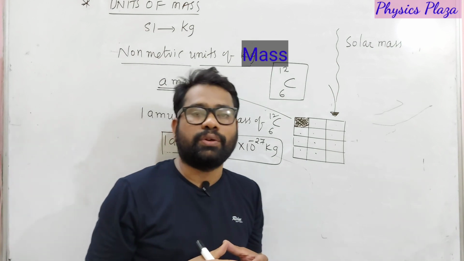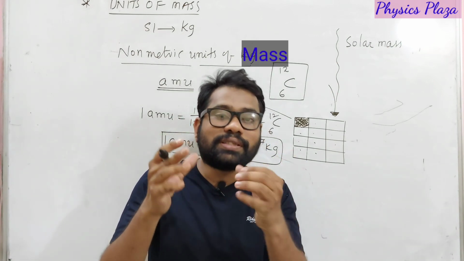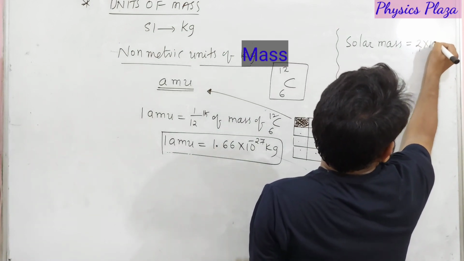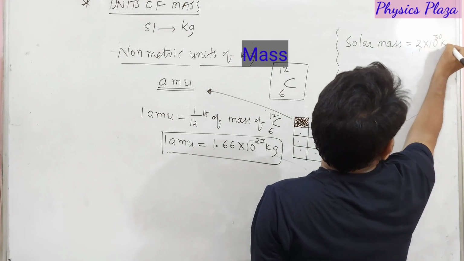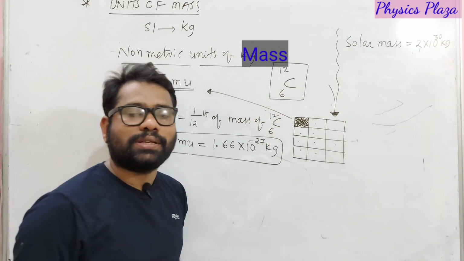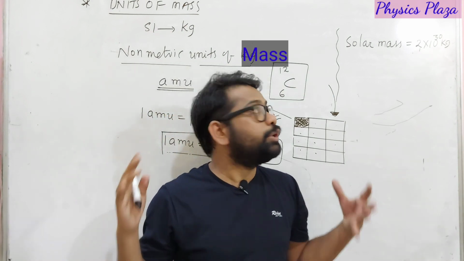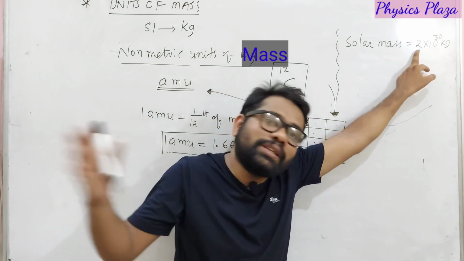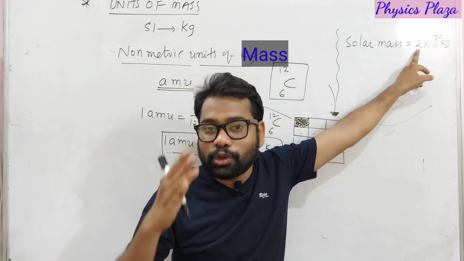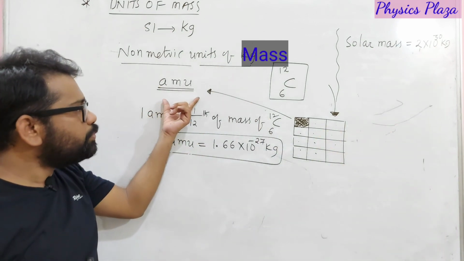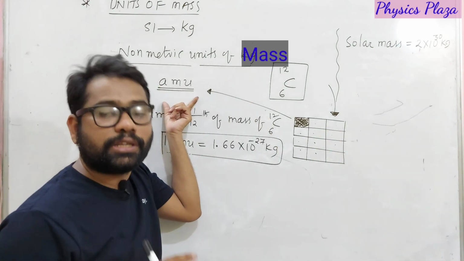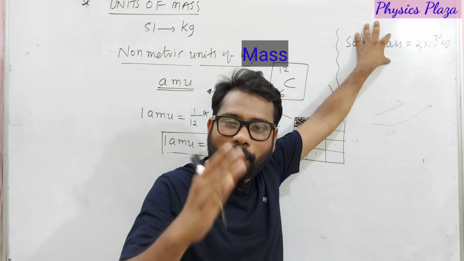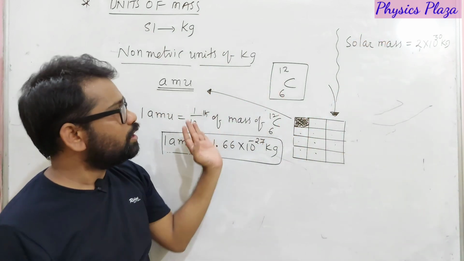It is a unit of mass only, which is used to measure the mass of celestial bodies. So, one solar mass is equal to, children, 2 into 10 power 30 kg. Now you can imagine how big the unit of solar mass is. Beside 2 you have to keep 30 zeros. So those many kgs. So children, AMU is usually used to measure the mass of subatomic particles, whereas solar mass is a unit of mass used to measure the mass of celestial bodies. These are actually non-metric units.